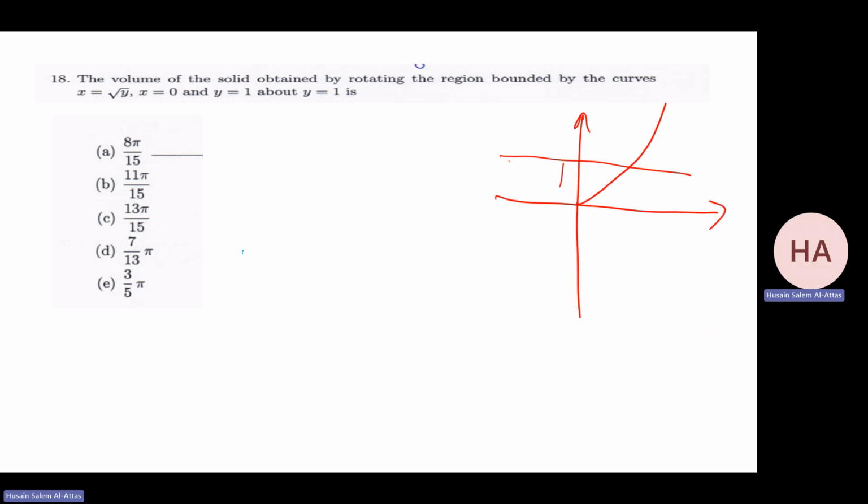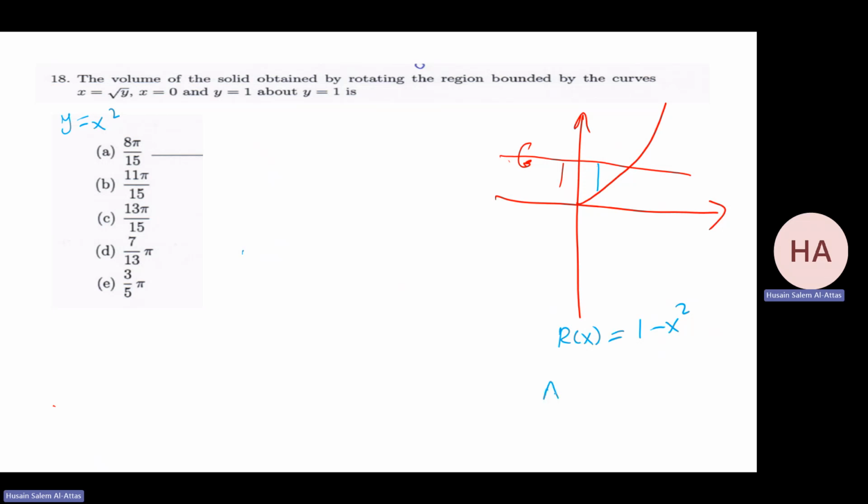About what? About y equal 1. Okay. So this will be my line. Oops. This will be mine. So it's what? Yeah, I need to write in terms of x. So I have y equal x squared. So that will be r of x, which will be 1 minus x squared. That's it. And the axis of rotation is y equal 1.